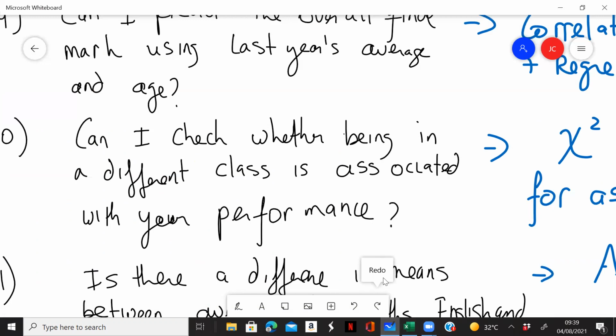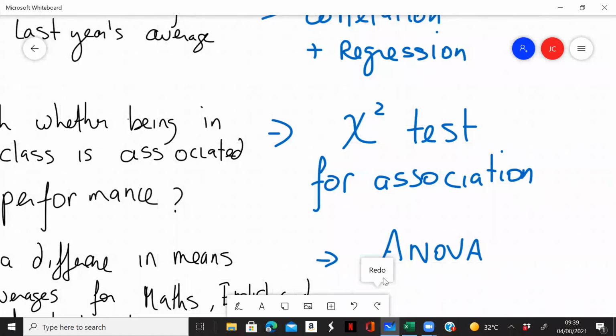Because if there is association between the class you're in and your performance, then maybe we might have a look at our teachers. Maybe teachers are performing differently. Or maybe there are some students in that class that are bothering the others. They are misbehaving, and they are dragging down the performance of everyone. So these are important questions to ask. To do that, we're going to perform the chi-squared test for association.